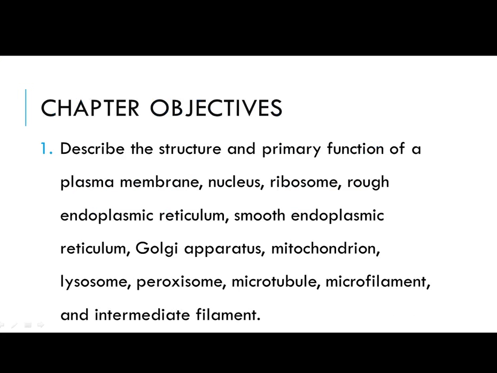Just as I'll try to do all semester, I'll outline each of the objectives for each chapter. Again, these should be located at the front matter of the chapter. We're going to talk about the structure and function of different features of a cell, including the cell membrane, nucleus, ribosomes, rough ER, smooth ER, Golgi apparatus, mitochondria, lysosomes, peroxisomes, and our cytoskeletal proteins called microtubules, microfilaments, and intermediate filaments. So what that means is we're going to review your handout number 1, so maybe you want to get it out too while we're here.